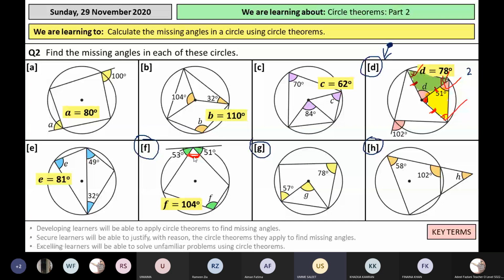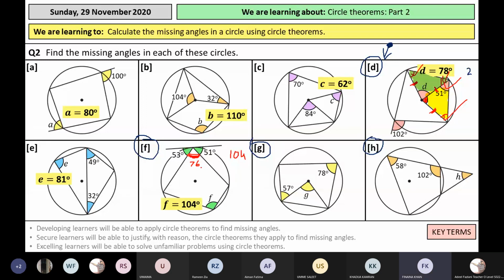So now you tell me what is the answer. Just add 53 and 51. What is the answer of 53 and 51? 104. Now tell me, if you subtract 104 from 180, what is the answer? 76. Yes, you are getting 76 as the answer of this one angle, right?